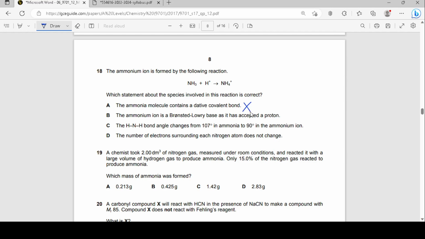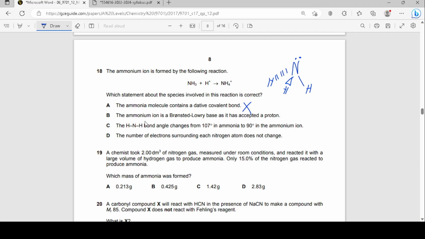Well, that's obviously wrong. If I draw out the ammonia molecule, there's this lone pair here, and H, H, H. So basically there are three covalent bonds and one lone pair in NH3. There's no dative covalent bond, right?